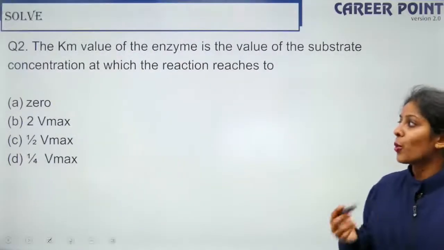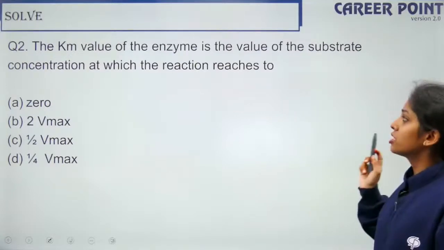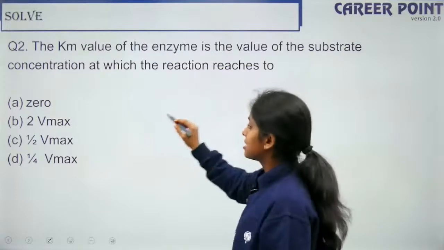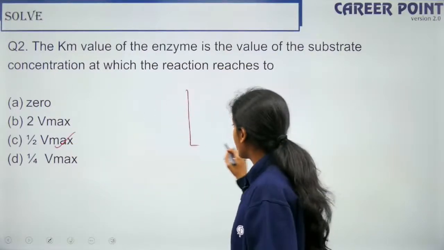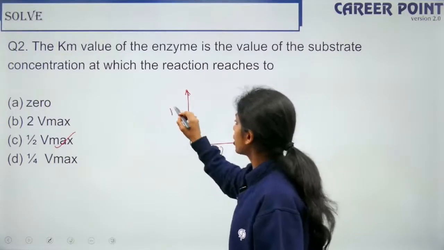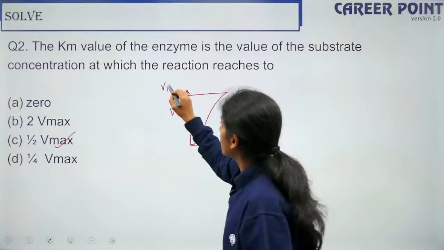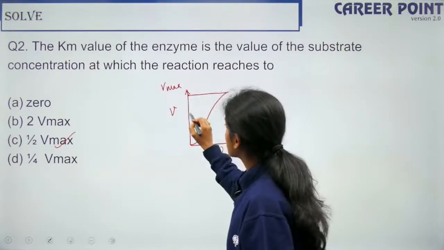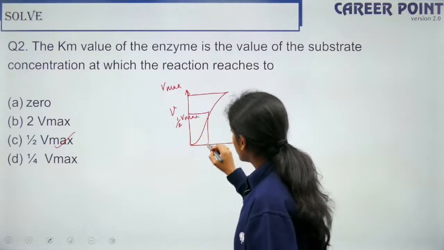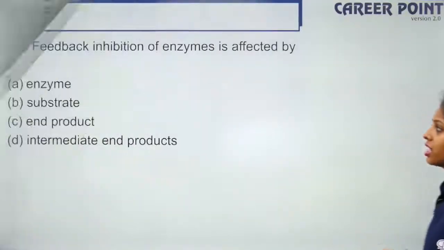Alright, so here we go to question 2. The Km value of the enzyme is the value of the substrate concentration at which the reaction reaches half maximal velocity. Right, so I drew the graph just now while giving you the recap. Substrate concentration, velocity. When there is maximum substrate concentration, that is Vmax. So the half maximal velocity is what is needed. The substrate concentration at this point is your Km, right? So here the answer is C.